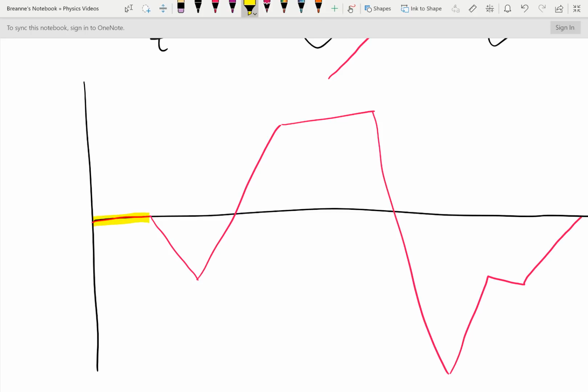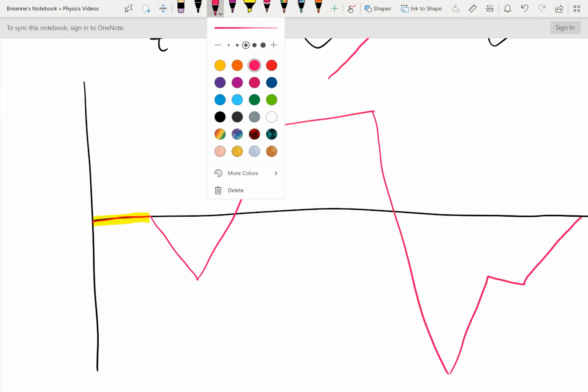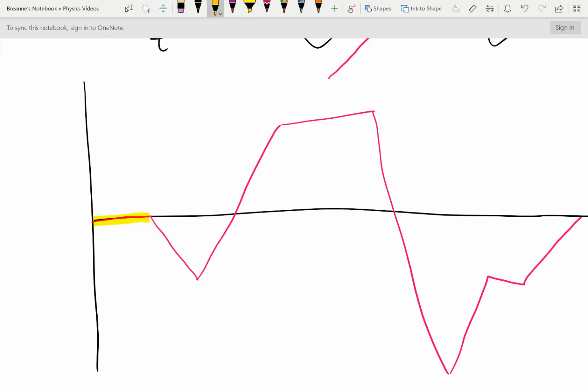So right here, where it's yellow, our velocity is not moving. The reason I know it's not moving, because this is a velocity time graph. So if there's no velocity, I know you're not moving. Next thing is right here.